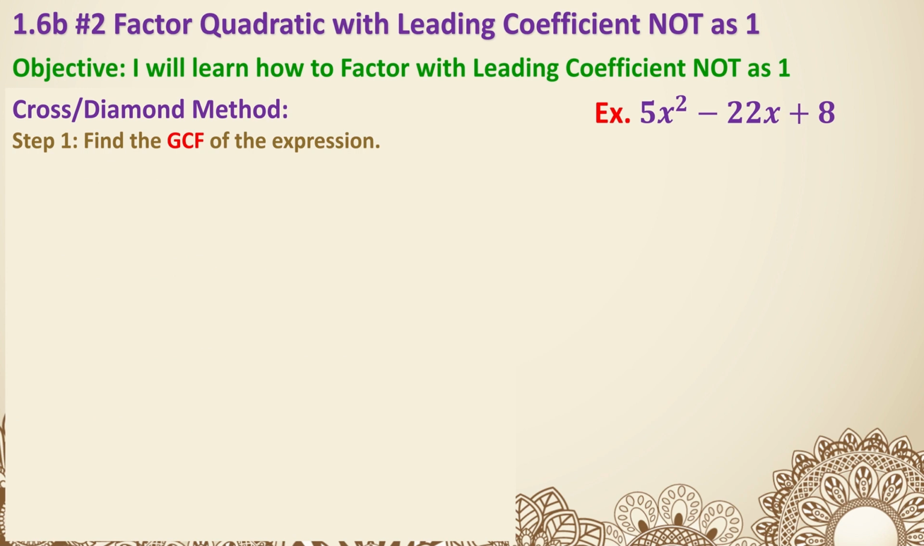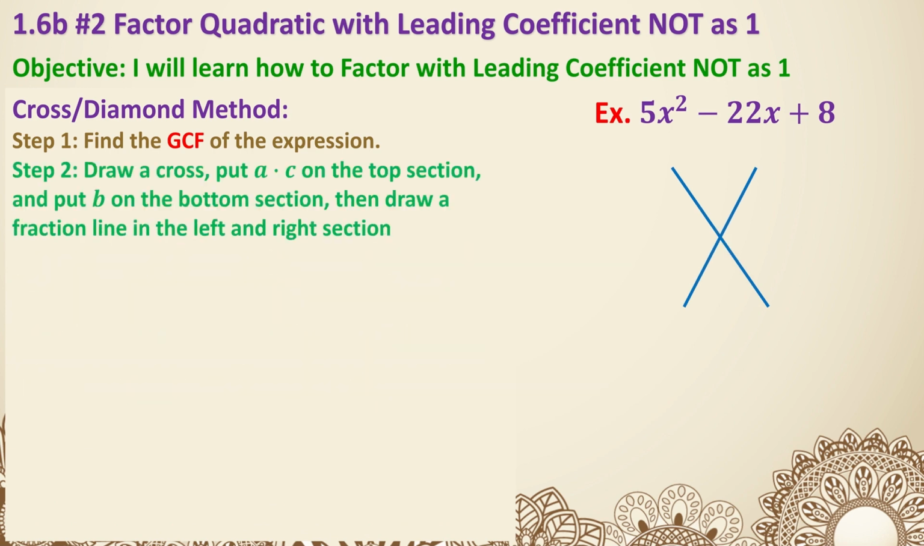It's a cross or diamond method, so of course we're going to draw a cross. We're going to draw a cross and put A times C on the top because they will both have an effect on this middle number. So 5 times 8 is 40. And then we're going to put the middle number on the bottom, which is negative 22. Now, we're going to also draw fraction lines on the left and on the right. So these are just setting up. We're not doing any calculations yet. So that's how we set it up.